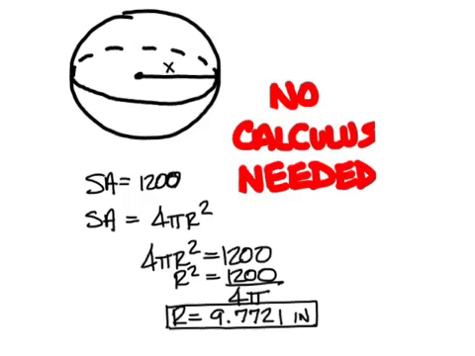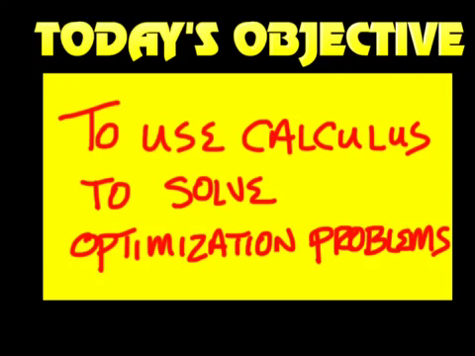But there's no calculus needed for this. It's just a simple math problem. You have a surface area of 1200. The formula for the surface area is 4 pi r squared. It's in one variable. There's no calculus needed. Plug in and solve for r. 9.7721. Once again, the objective is to use calculus to solve optimization problems.